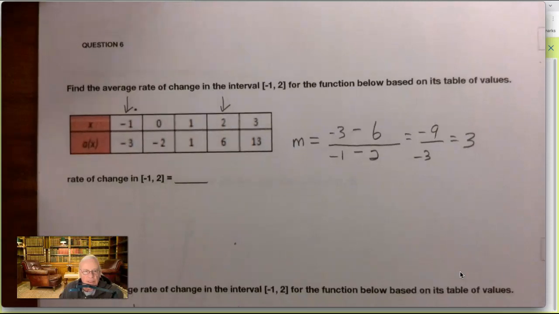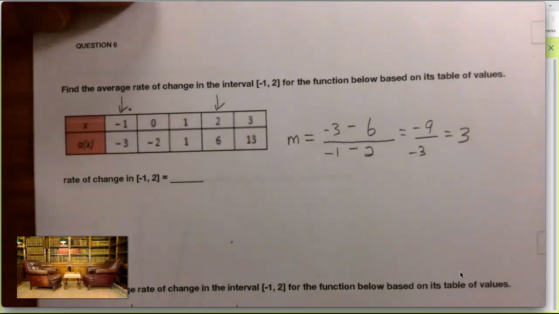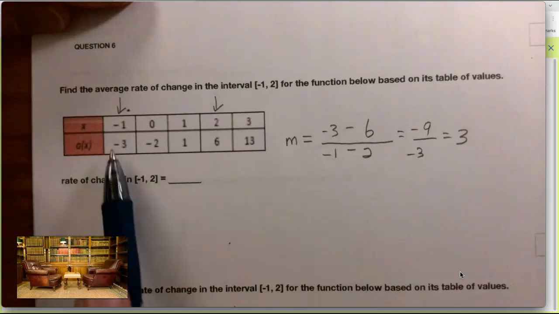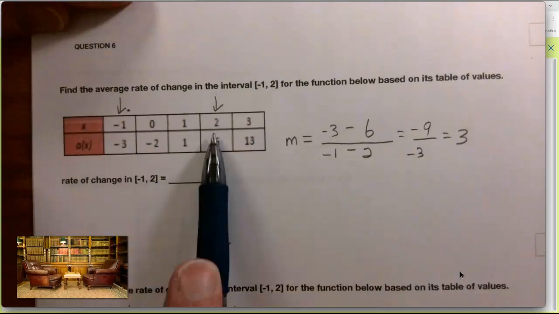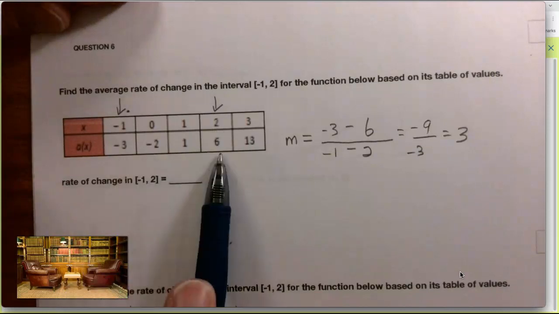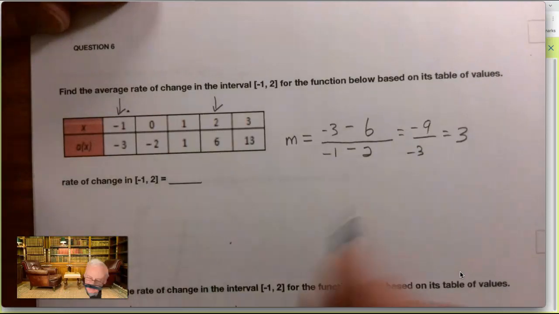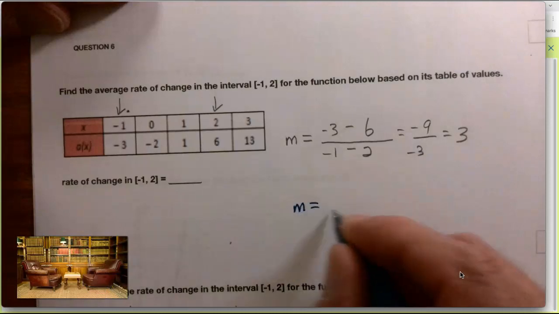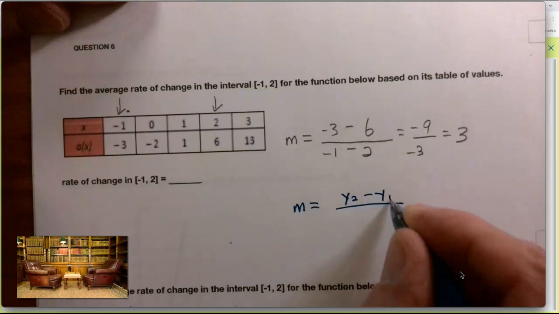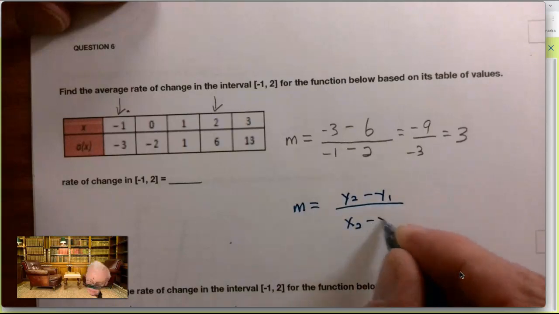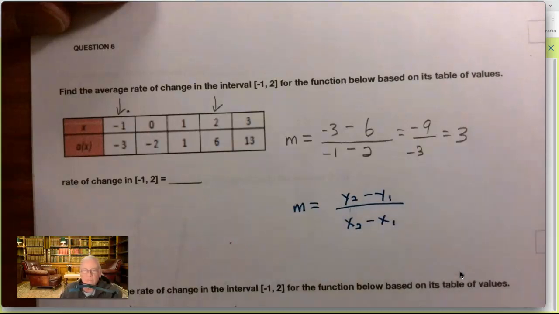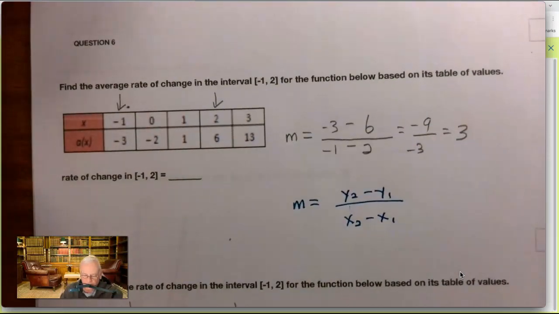All right, for number 6, again, the rate of change between this interval, -1 and 2, that's the x. So I'm using -1 right there and 2 right there. And they give us the y values. Again, you put one point, y2 minus y1. It doesn't matter which one you call. Just make sure that this is a point and that's the other point. Make sure that's what's going on, okay?